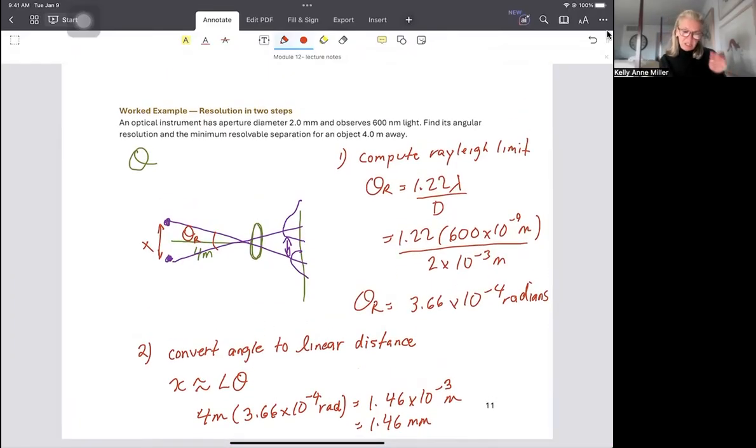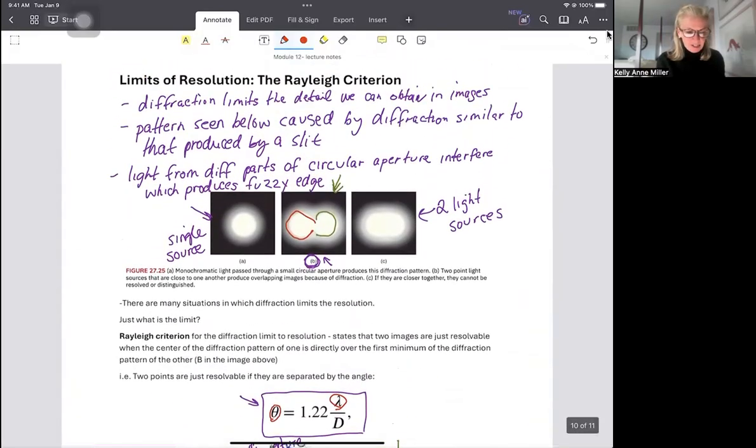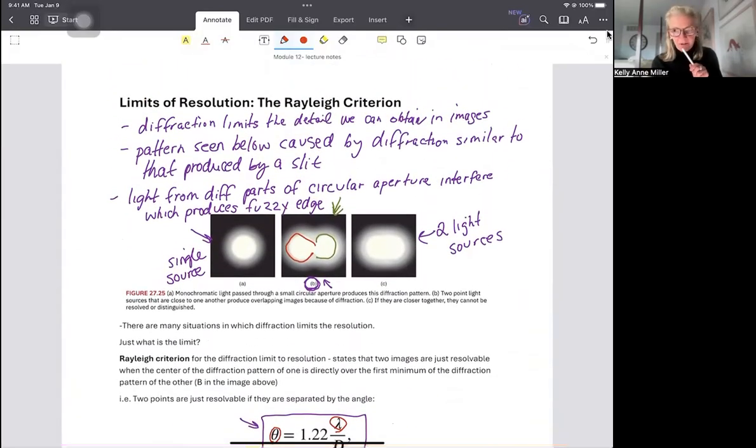So with this aperture at this distance with 600 nanometer light, we should be able to resolve two sources that are 1.46 millimeters apart. Okay. So that's pretty much it. That's an example of a problem that you might run across on the last section for calculating the limit of resolution. And yeah, that's pretty much everything I wanted to show you this week.